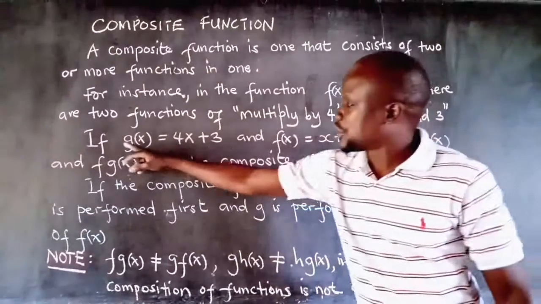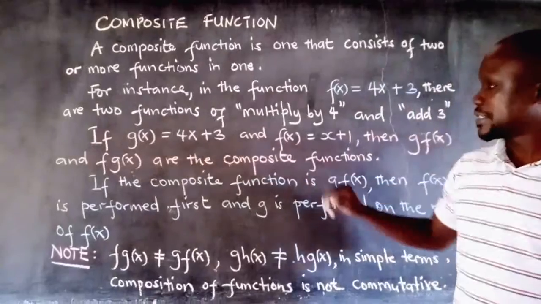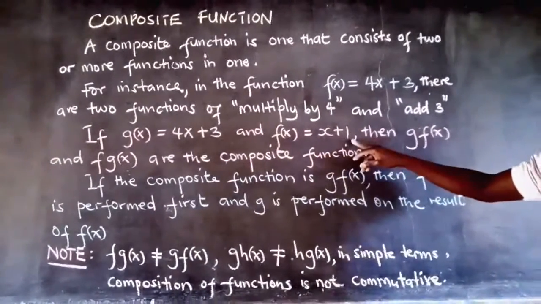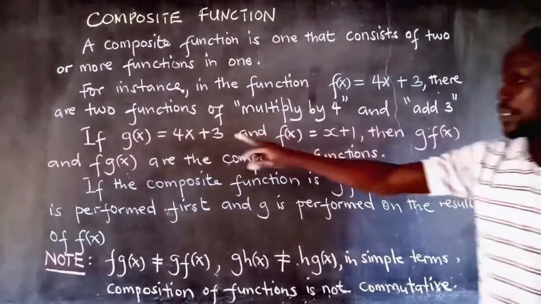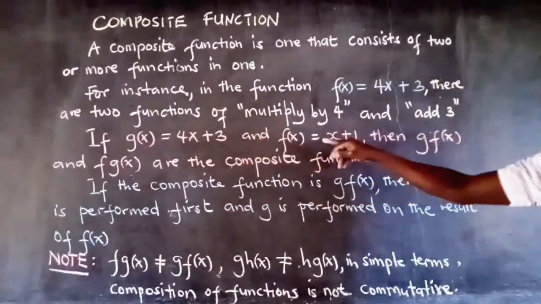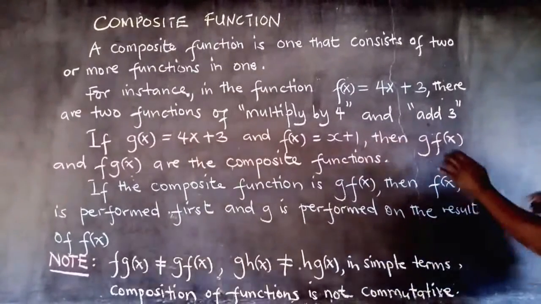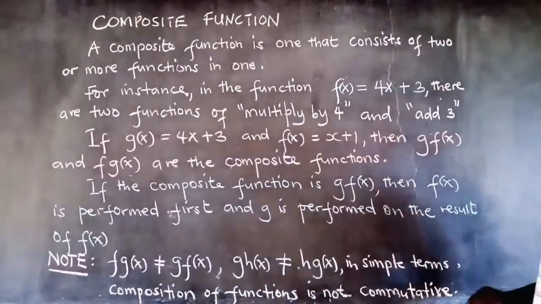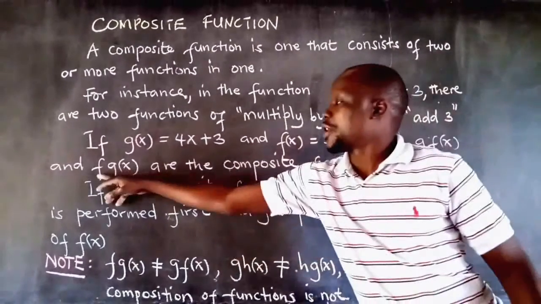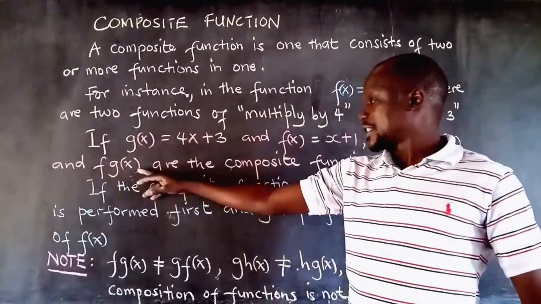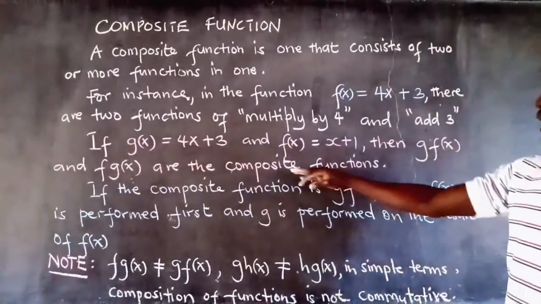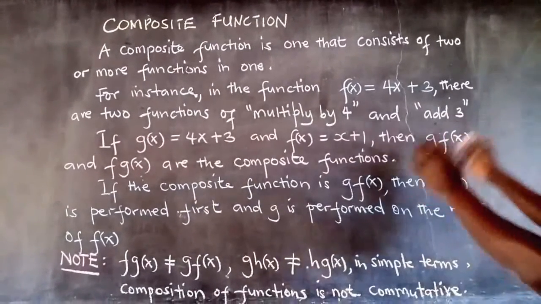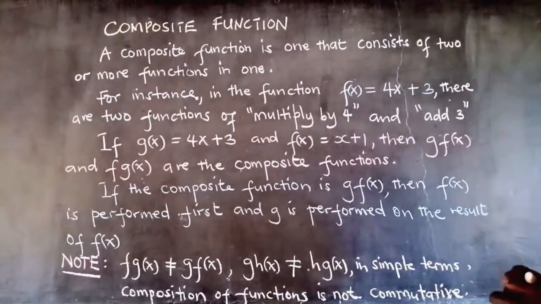But if we have g of x equal to 4x plus 3 as another function, and then f of x equal to x plus 1, these are two functions. One is g of x equal to this, and then f of x equal to this. Then when we write gf of x, or fg of x, these are also termed as composite functions. We will call them composite functions, and you will find them a lot in the past papers.